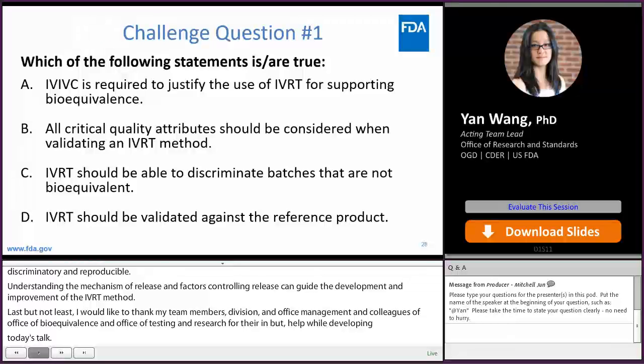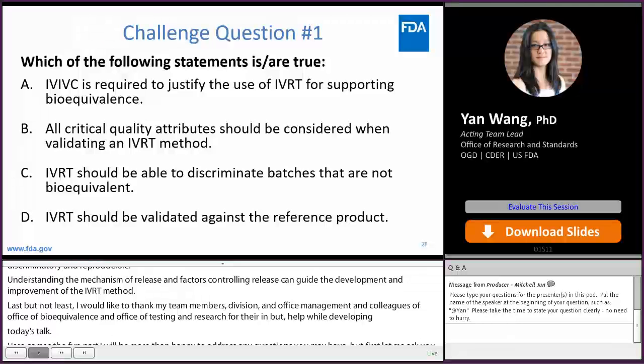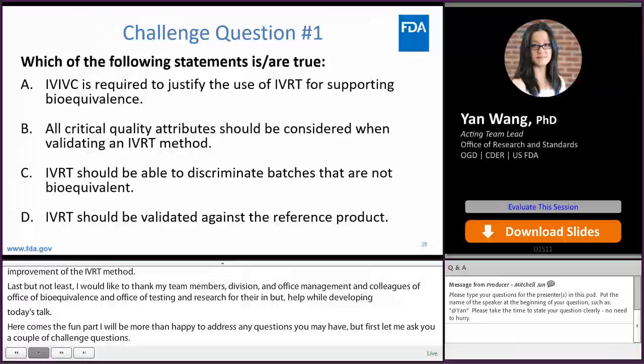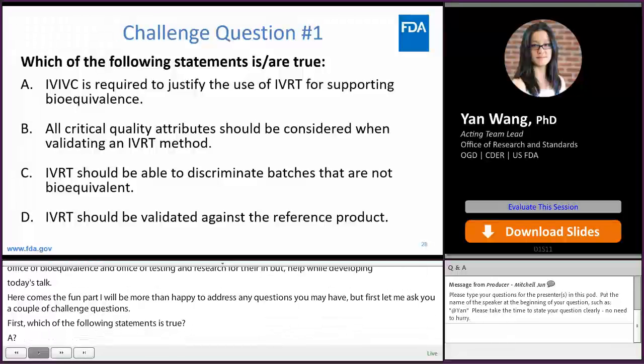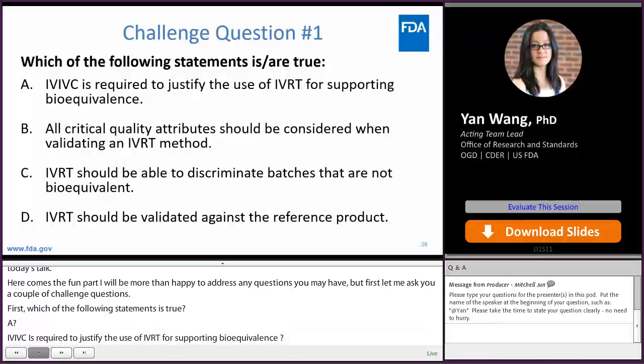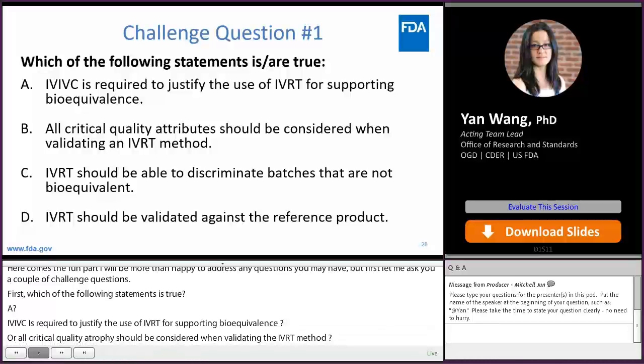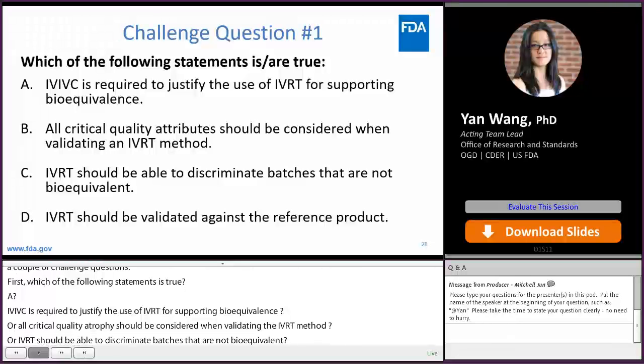First one. Which of the following statements are true? A. IVIVC is required to justify the use of IVRT for supporting bioequivalence. B. All critical quality attributes should be considered when validating an IVRT method. C. IVRT should be able to discriminate batches that are not bioequivalent. D. IVRT should be validated against the reference product. I'll give you all a minute to select your answer.